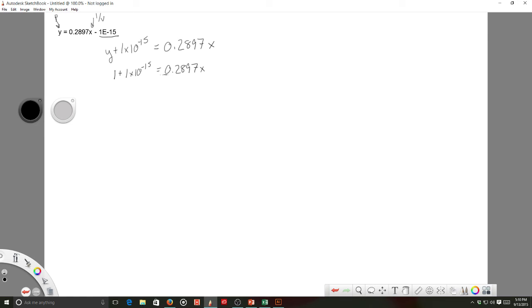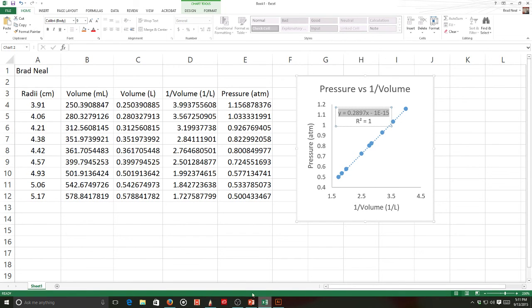Before we do that, though, let's get rid of this from both sides. So we divide by 0.2897. And so then we have x isolated as 1 plus 1 times 10 to the negative 15th over 0.2897. And this 1 times 10 to the negative 15 is ridiculously small, but that's okay. We're going to calculate what that is in Excel anyways. So back to our Excel. We're going to say this is going to be the 1 over volume when pressure equals 1 atm.